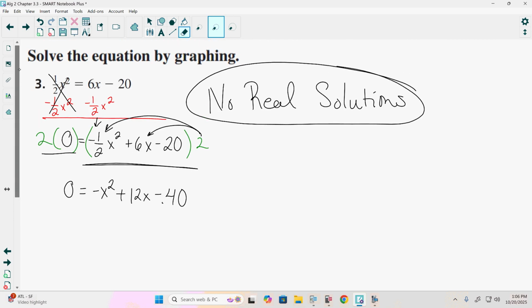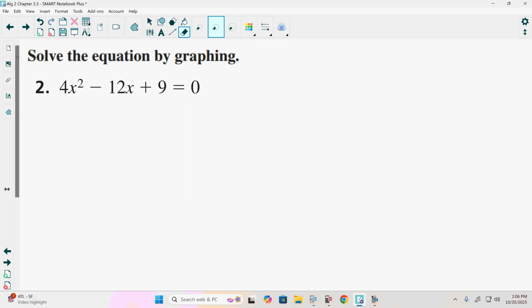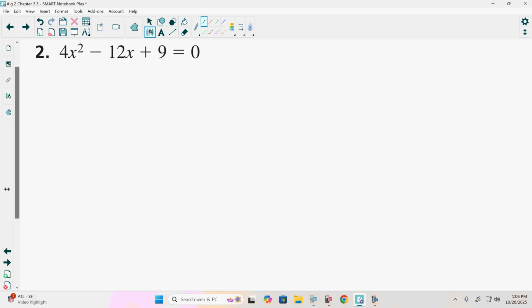So graphing works well if it crosses the x-axis, because if it doesn't cross the x-axis, we're going to have to find a different way to solve these. We're going to have a different method. Graphing does not solve every type of quadratic that we could have.